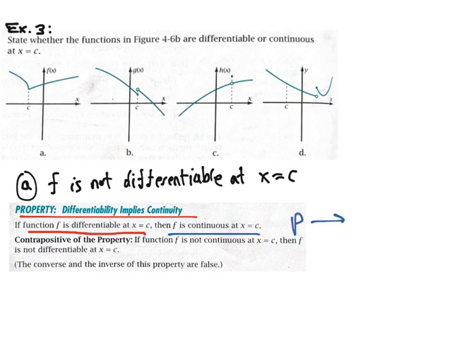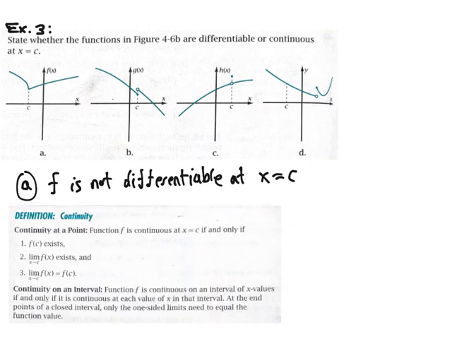However, the inverse, this is P implies Q. The inverse is not P implies not Q. This is actually a false statement. So if you know that a function is not differentiable at x is equal to c, it is not correct to conclude that it is not continuous at x is equal to c. It could be, maybe not. You have to find out differently.